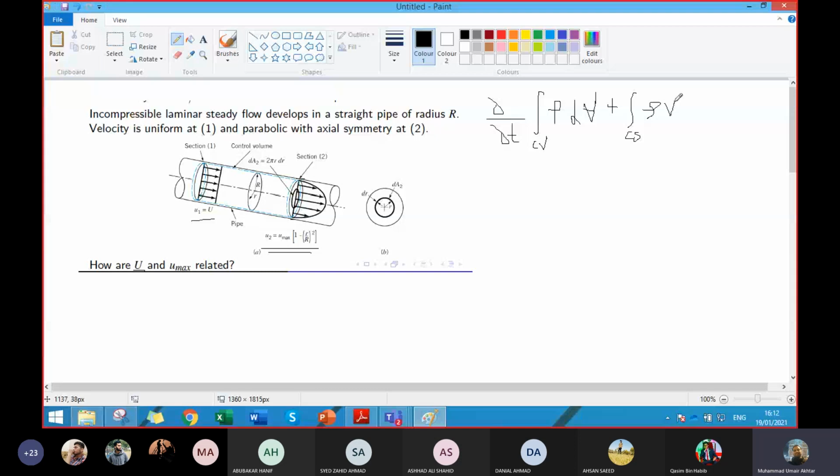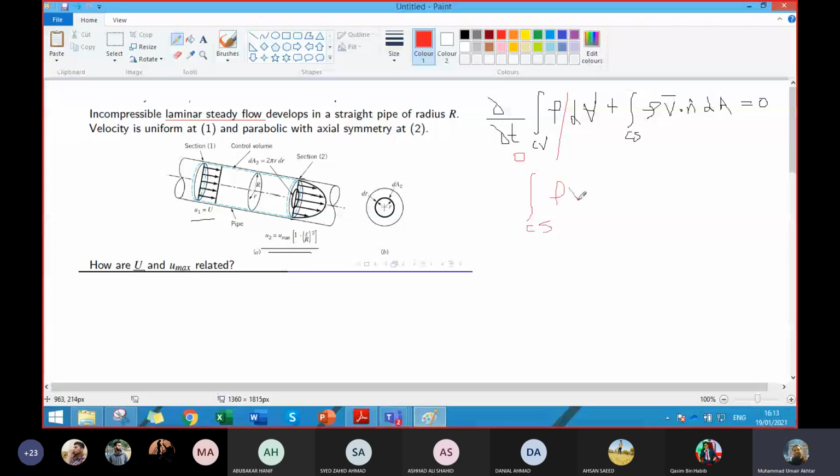And from the problem statement, we know that the flow is laminar steady flow. So it means that the first term would be zero. We'll be only left with the second term, that is the control surface integral of rho V dot n dA equals zero.